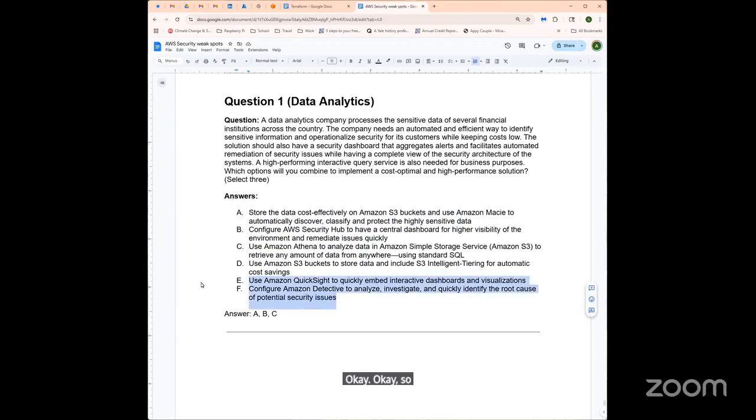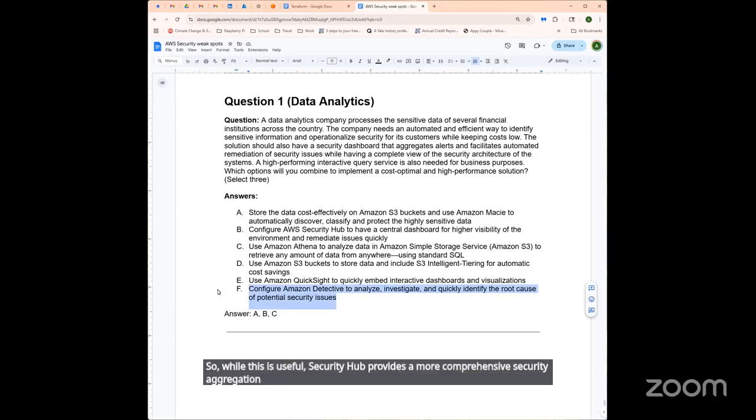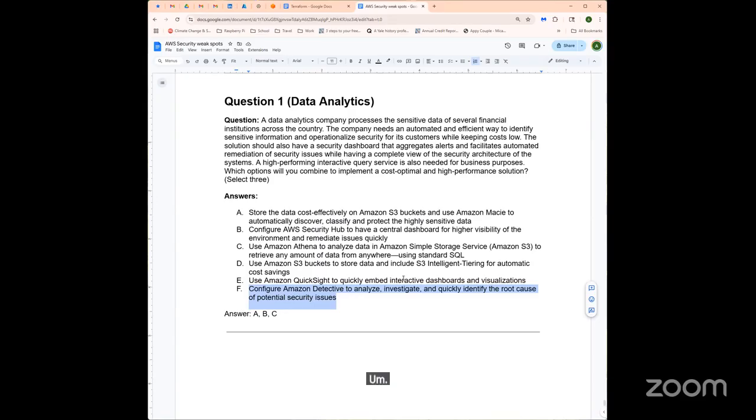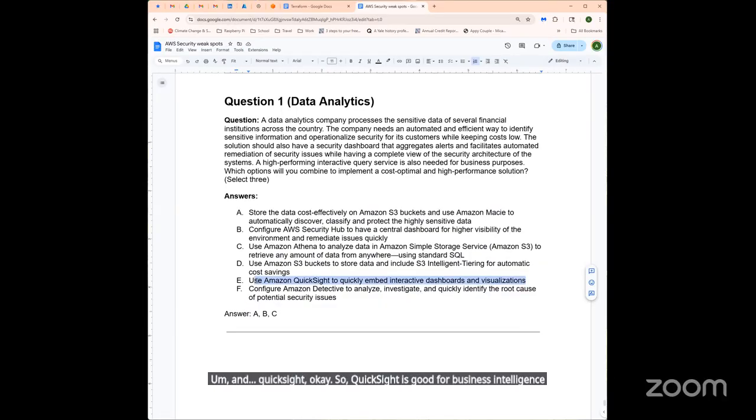Okay, so Detective. While this is useful, Security Hub provides more comprehensive security aggregation across multiple services, more than Detective. And QuickSight is good for business intelligence. This is good for those visualizations, and it's not really a security-focused interactive querying. So it's just not the optimal solution here.